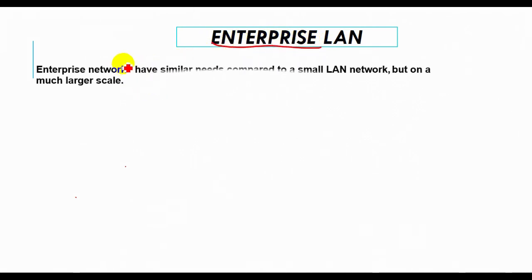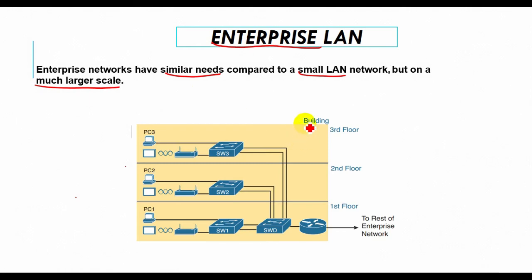Enterprise LAN. Enterprise LAN networks have similar needs compared to a small LAN network, but on a much larger scale. As you see in the diagram, this shows a conceptual view of a typical enterprise LAN in a 3-story building. Enterprise Ethernet LANs begin with LAN switches installed on each floor of a building. At the same time, most enterprises also support wireless LANs. Each floor has an Ethernet LAN switch and a wireless LAN access point.